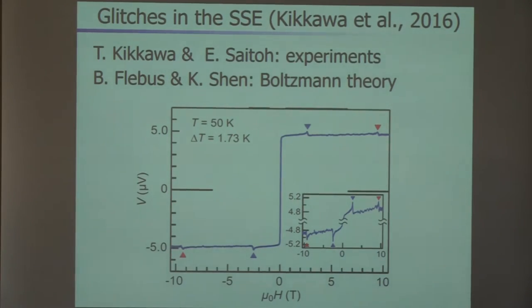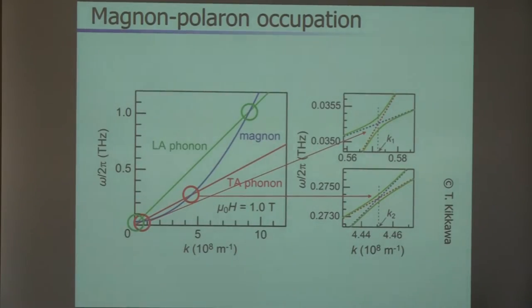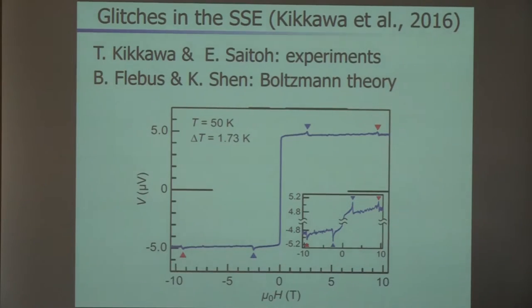Now we thought we could explain that. The actual calculations were done by Beta Flebus and Ka Shen. Beta did the analytics and Ka did the numerics. It was a beautiful collaboration.